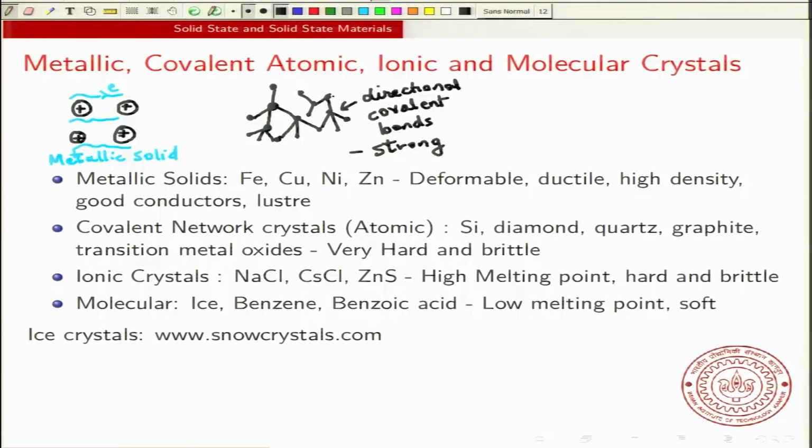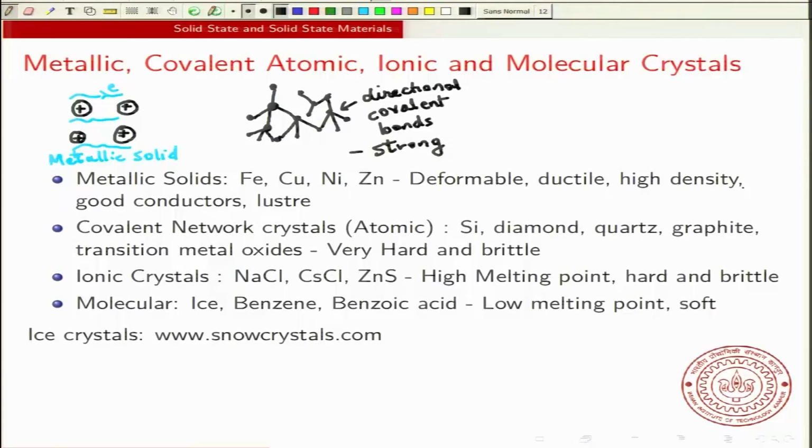Often some of the hardest materials are covalent network crystals, okay, but they are brittle, you cannot deform them easily, unlike in the case of metallic solids, okay. And needless to say, they are typically not good conductors of electricity, and they do not have the luster that metals have, okay. And they are typically much lower density than metallic solids.